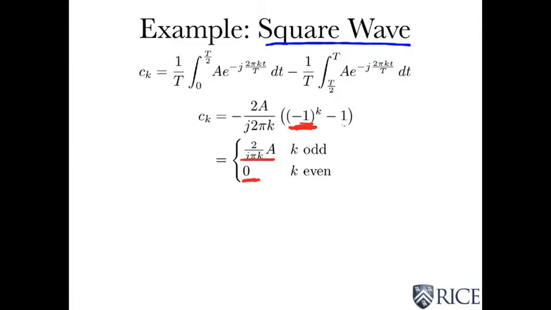So the result is that the spectrum, the Fourier coefficients of a square wave only consist of odd harmonic terms. And furthermore, their harmonics are decaying as 1 over k. As the harmonic number gets bigger and bigger, the coefficient amplitude gets smaller and smaller. So let's plot it. Let's see what it looks like.